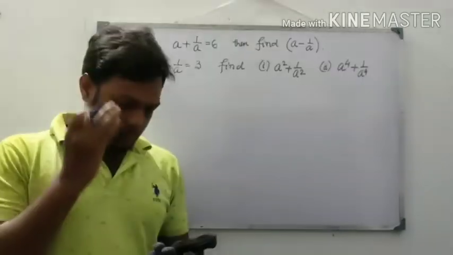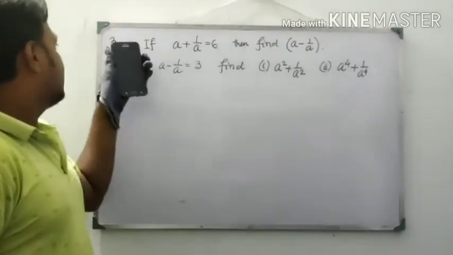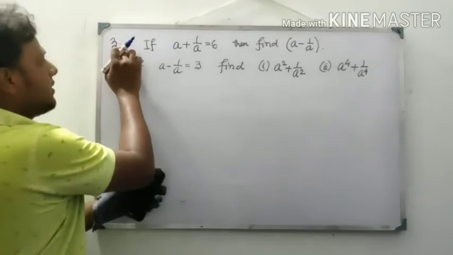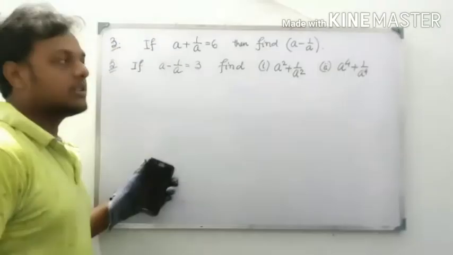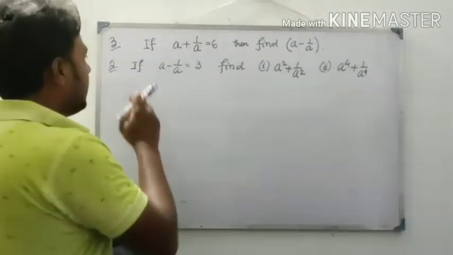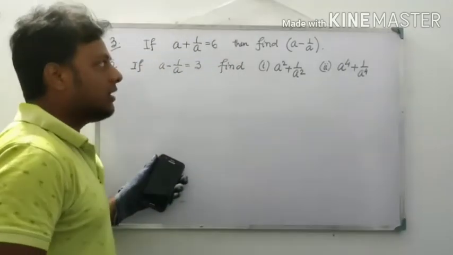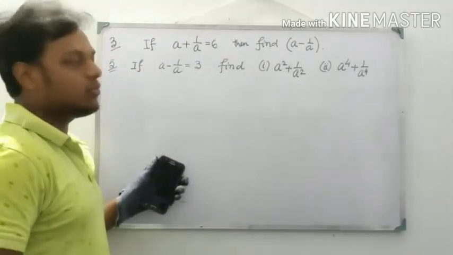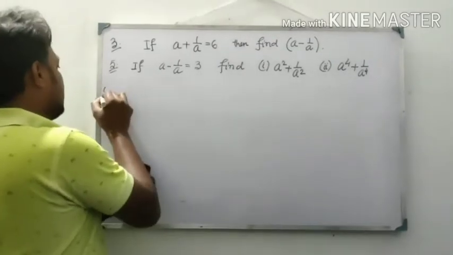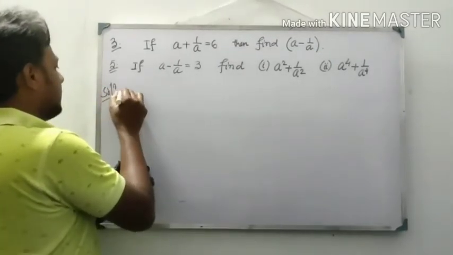This is question number 3 from the exercise, and this is question number 5 from the exercise. I will solve these two problems. Read the first question: if a plus 1 by a equals 6, then find a minus 1 by a. Okay, solution of the third number problem.